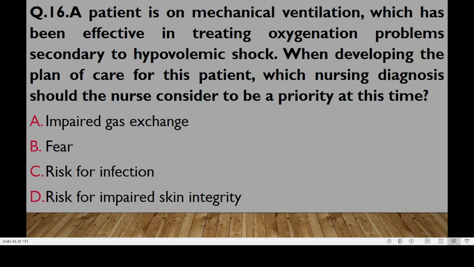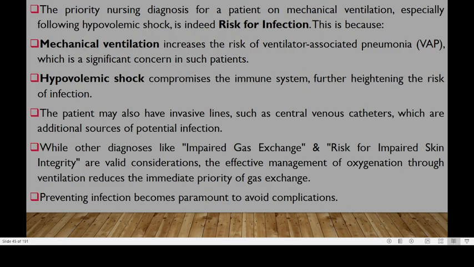A patient is on a medical ventilator, mechanical ventilation, which has been effective in treating oxygenation problems secondary to hypovolemic shock. When developing the plan of care for this patient, which nursing diagnosis should the nurse consider to be a priority at this time? At this time, we fear infection, guys. Right? We fear infection. The priority nursing diagnosis for a client on medical ventilation, especially following hypovolemic shock, is indeed risk for infection.